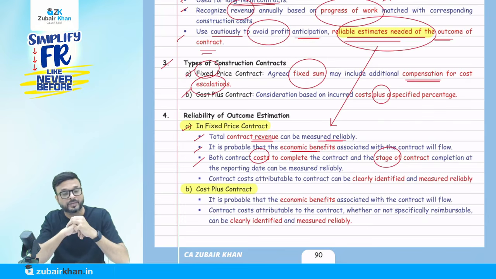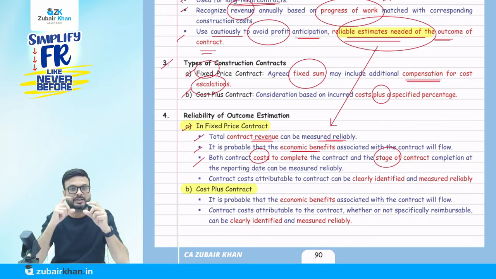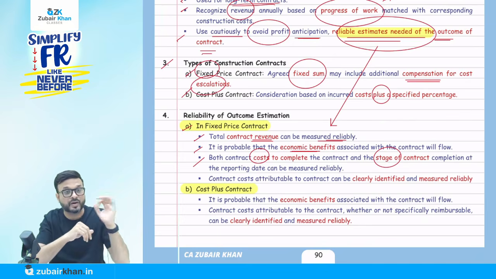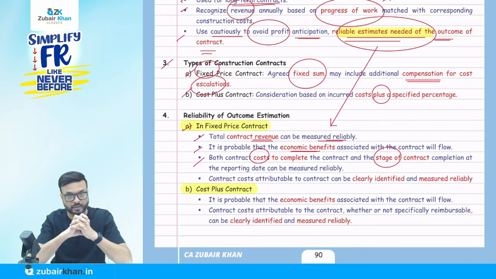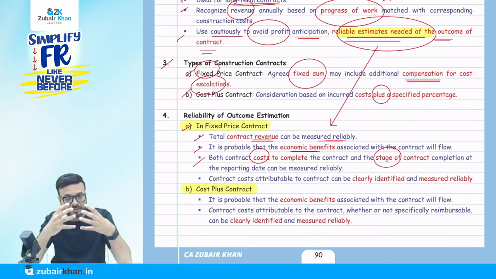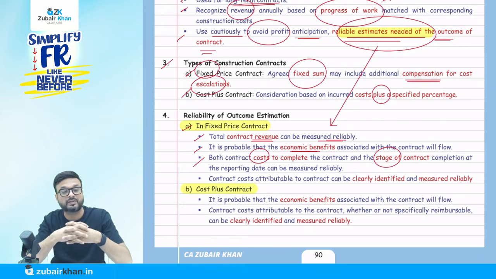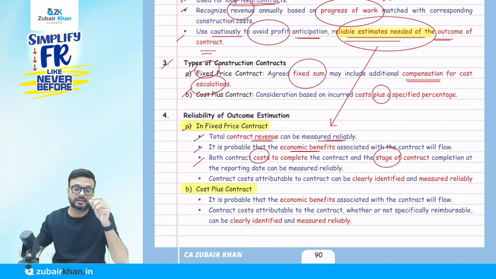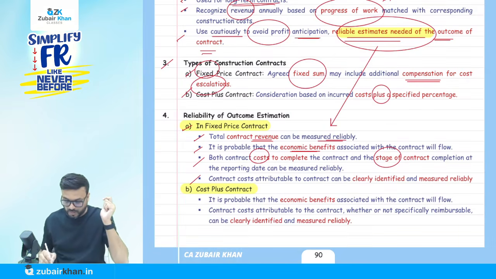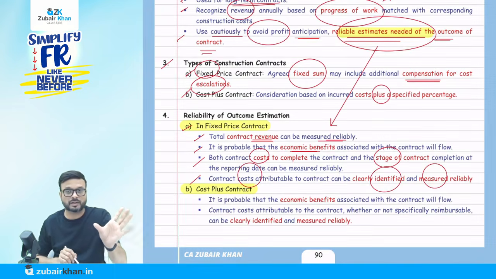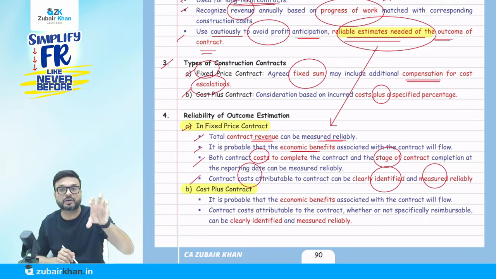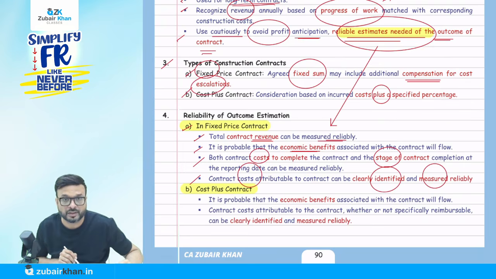In that formula, we are going to use how much cost we have actually incurred and how much total cost we are expecting. These two figures we are going to utilize to find out the percentage of work completed. Okay, so this is very important. We should know how much cost has been incurred and how much additional cost we are going to incur. That will help us to calculate the percentage of completion of work. And then the next point: contract cost attributable to the contract should be clearly identified and measured reliably. So whatever the cost attributable to the contract, we should know how much is the cost for that particular contract, and it can be measured reliably.